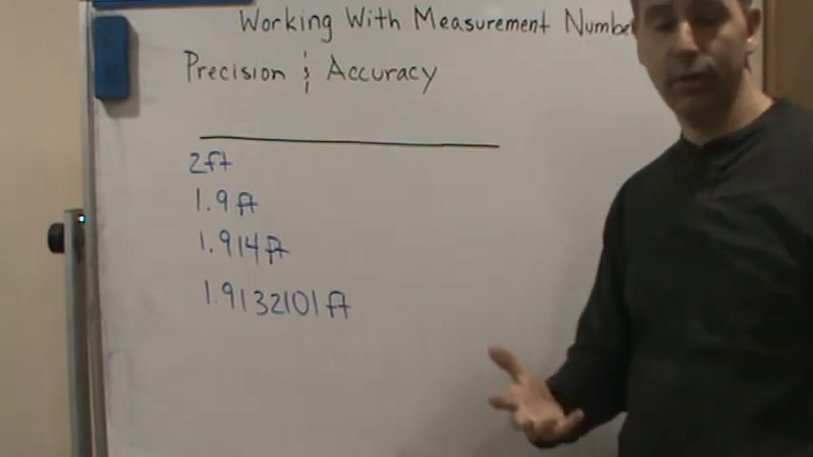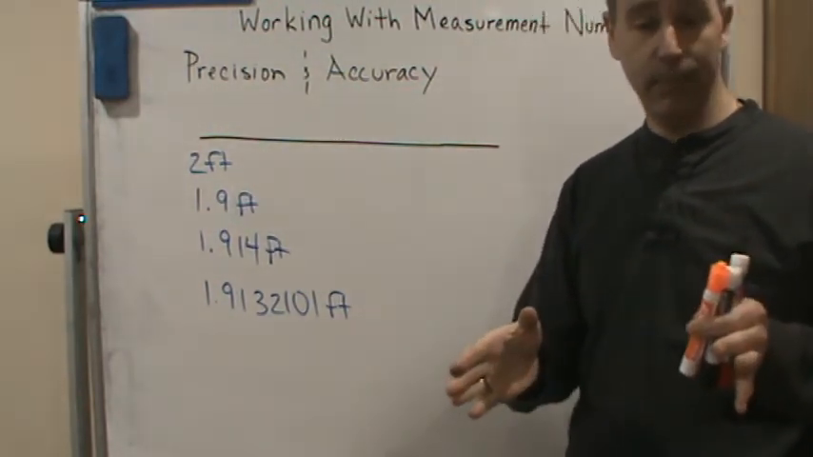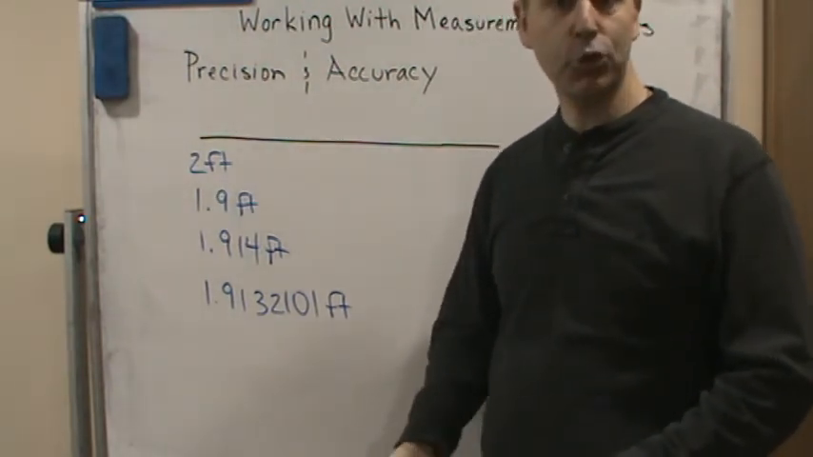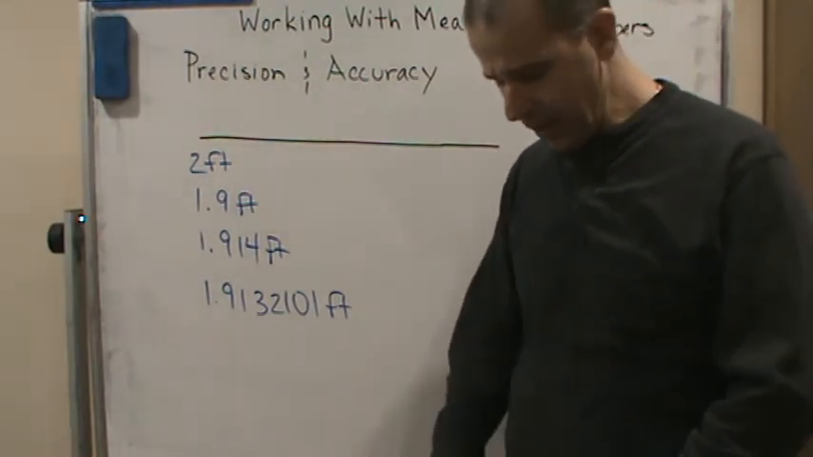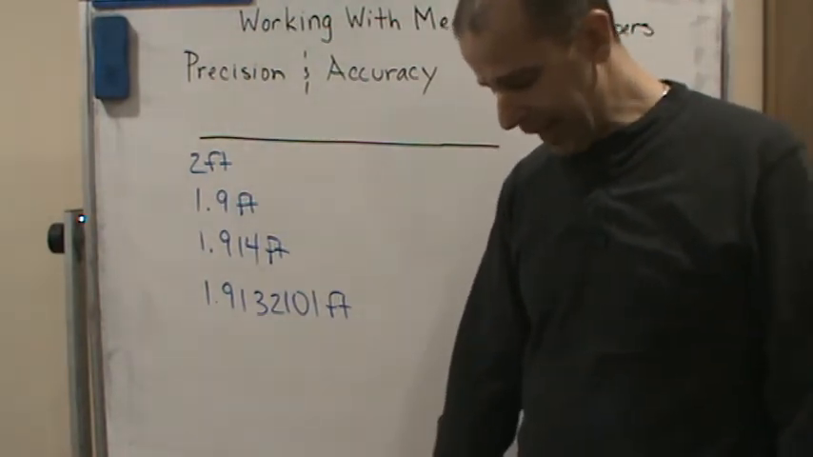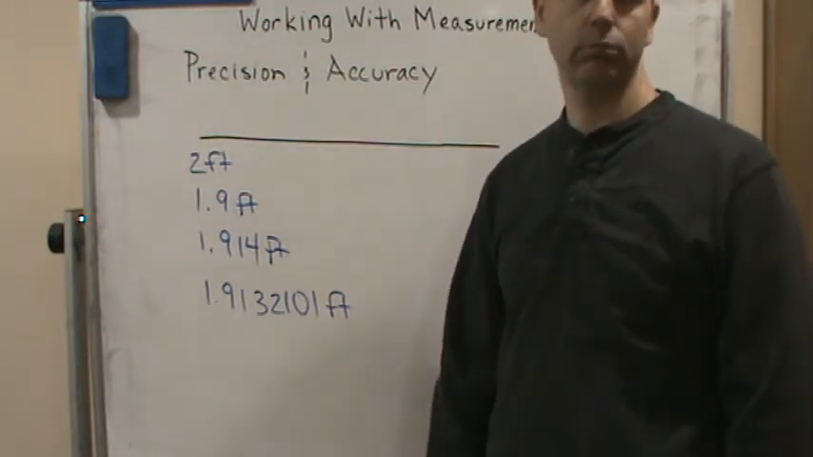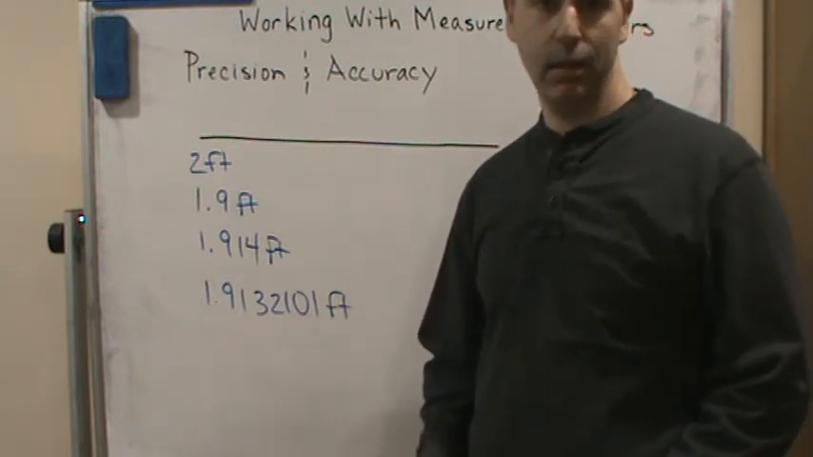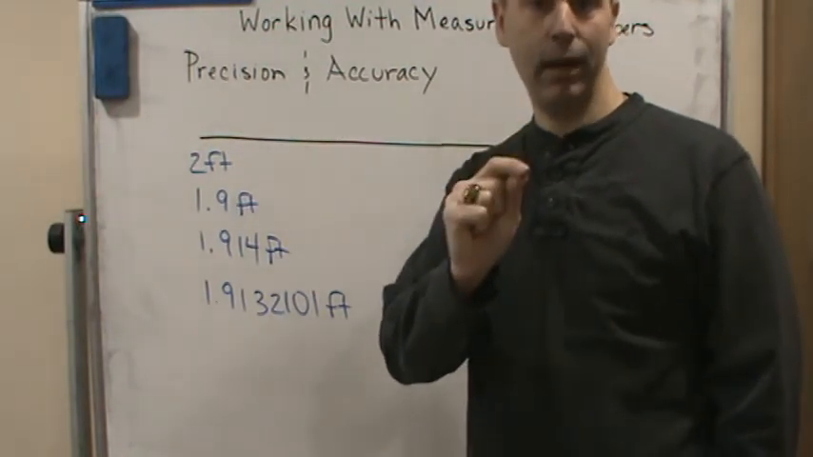Okay? So another thing to think about is when you step on a scale, let's say a digital scale. The digital scale may be precise out to 1/100th of a pound. You step on the scale, the digital scale comes up, and it says you weigh 191.32 pounds. Now, that's how precise it is, precise to the nearest hundredth of a pound.